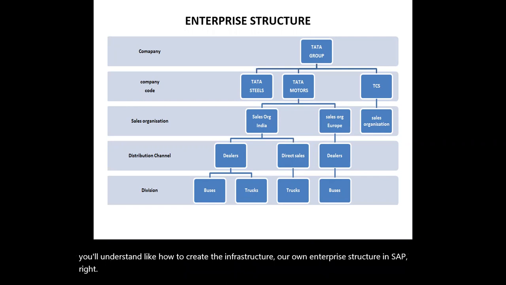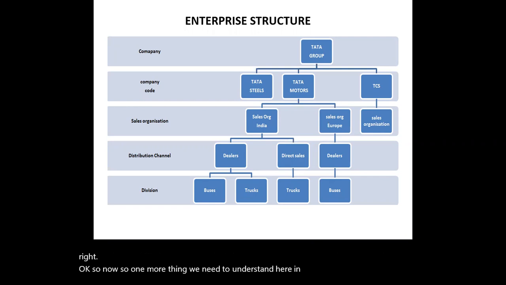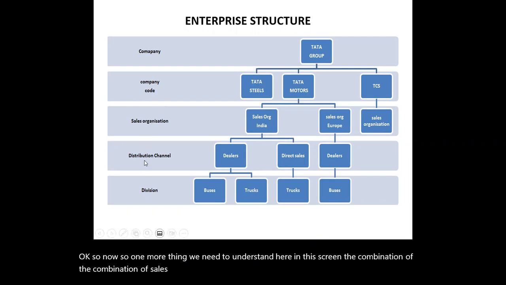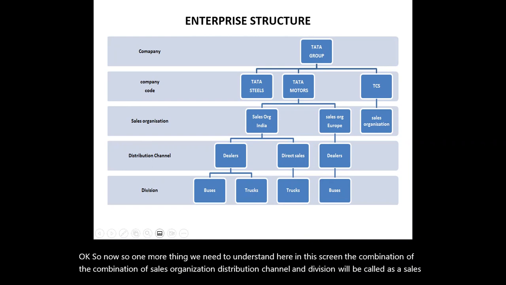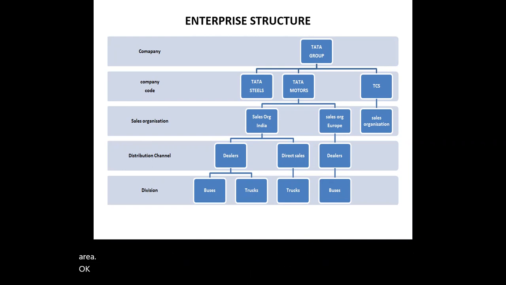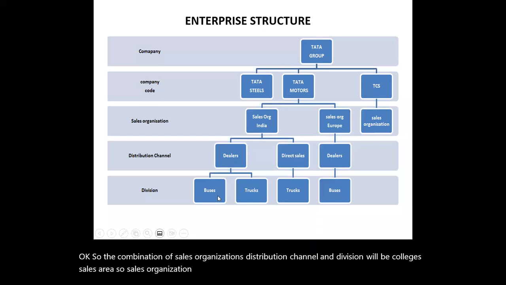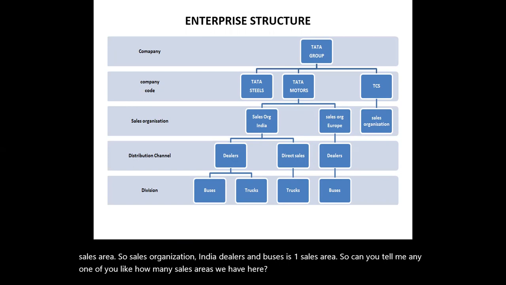Okay. So one more thing we need to understand here in this screen: the combination of sales organization, distribution channel, and division will be called a sales area. The combination of sales organization, distribution channel, and division will be called a sales area. So sales organization India, dealers and buses is one sales area. So can you tell me, any one of you, how many sales areas we have here? How many sales areas we have?